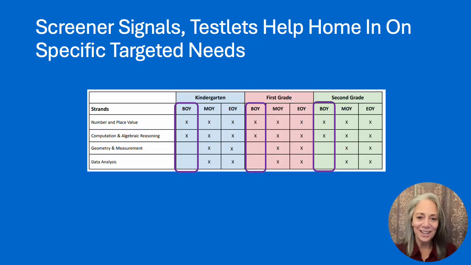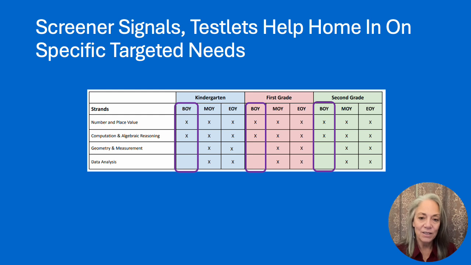This is a loaded slide. It contains so much more than what you see on the screen. The screener is a signal. It's not a determination. It's a signal. And it helps you to understand if a student might be entering your classroom potentially at risk of not being ready for grade level instruction. The testlets are designed to help home in on the specific targeted needs of the student.